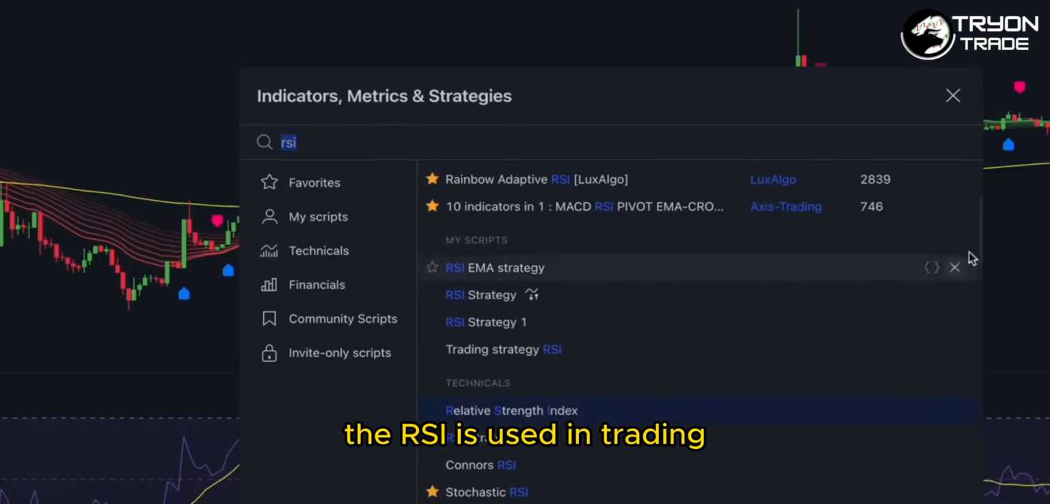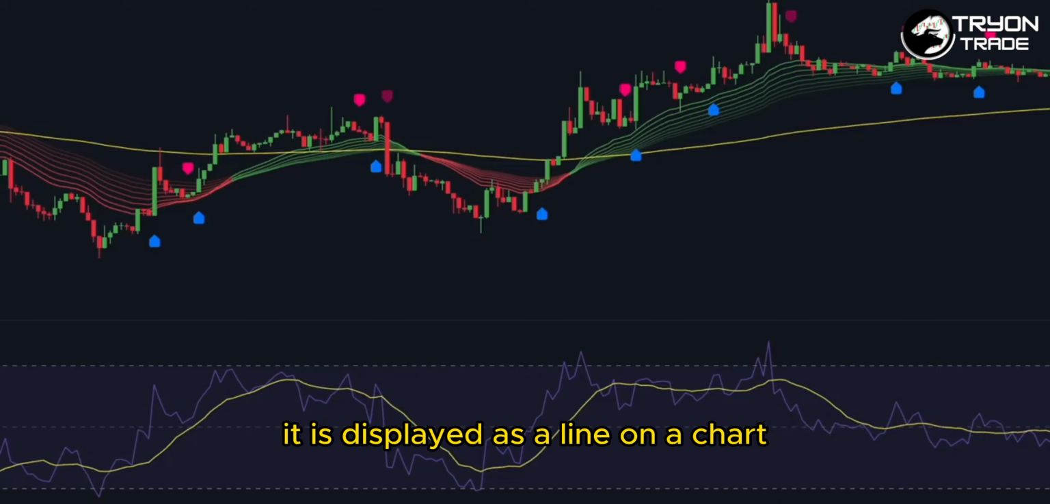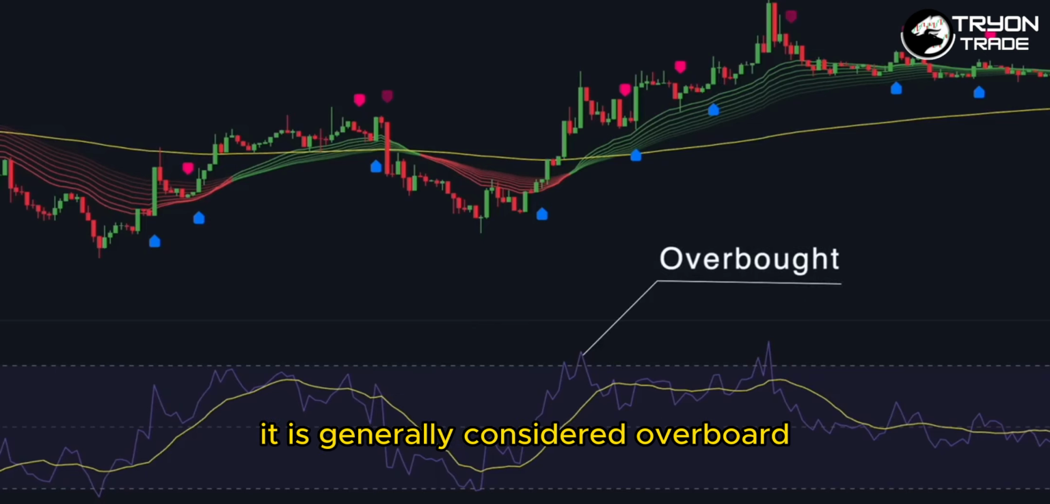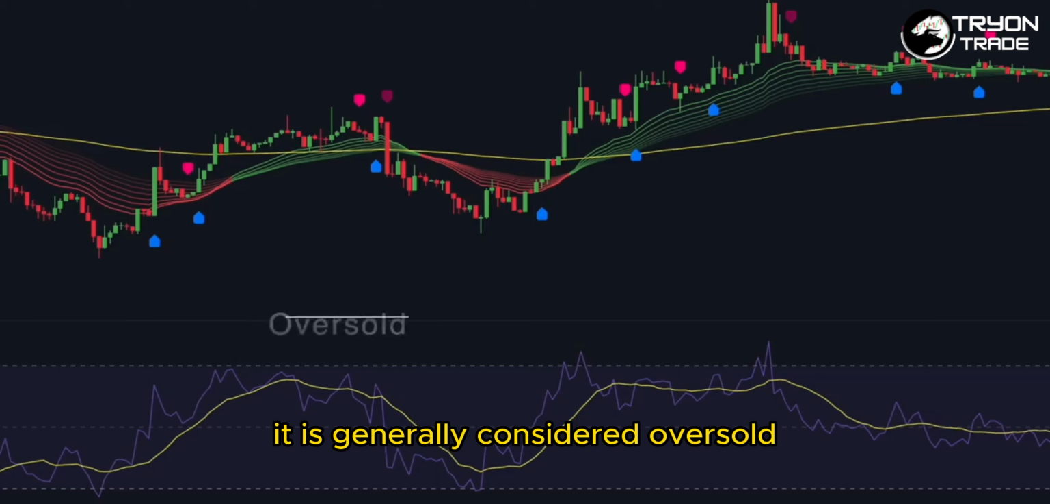As you probably know, the RSI is used in trading to measure the strength of a security's price action. It is displayed as a line on a chart that ranges from 0 to 100. When the RSI is above 70, it is generally considered overbought. And when it is below 30, it is generally considered oversold.